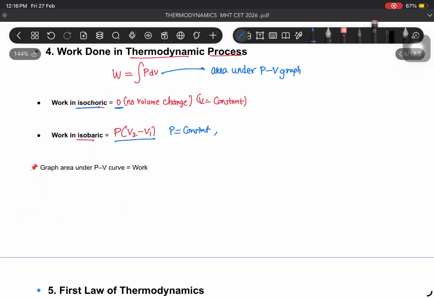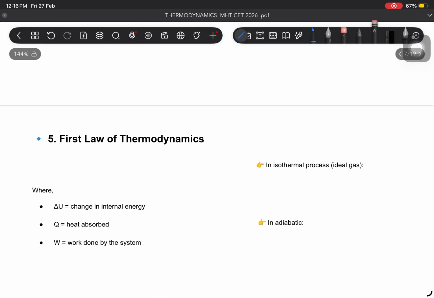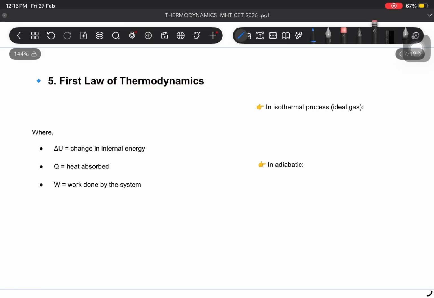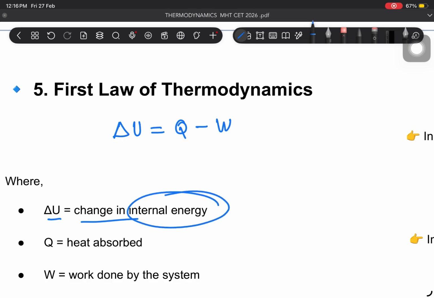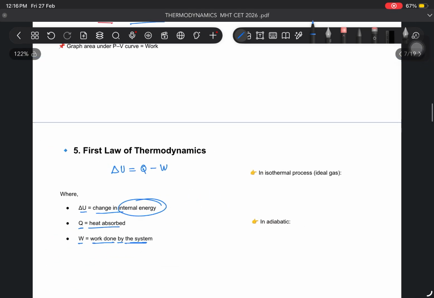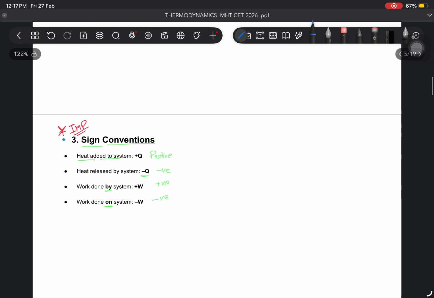Next, the first law of thermodynamics is very important. Delta U equals Q minus W. Delta U is the change in internal energy, and Q is the heat absorbed. W is the work done by the system; work done by the system is positive.